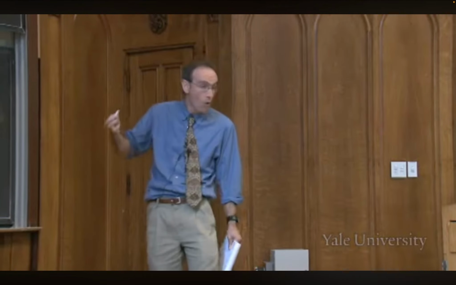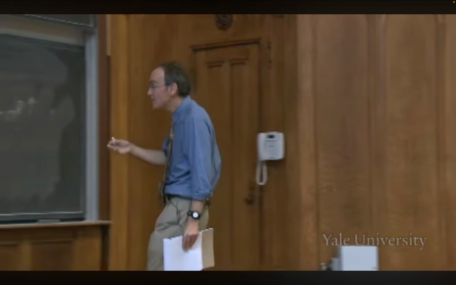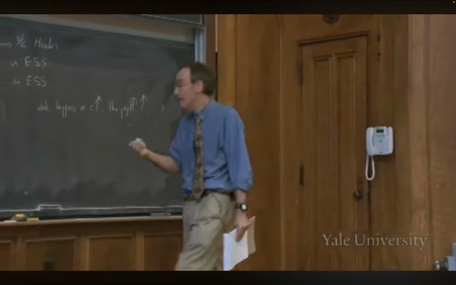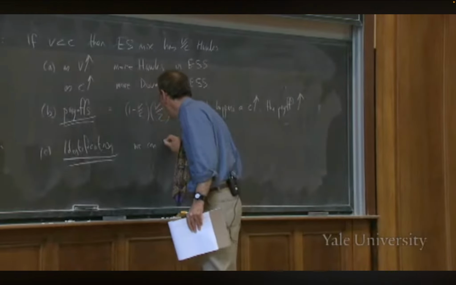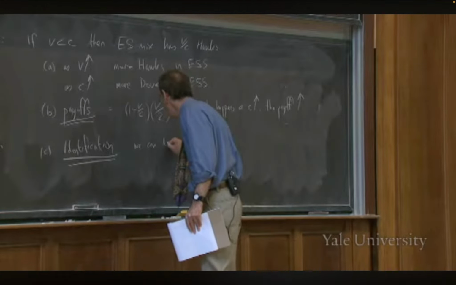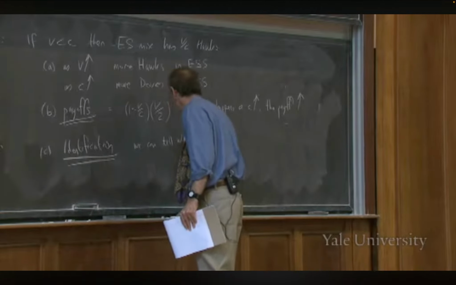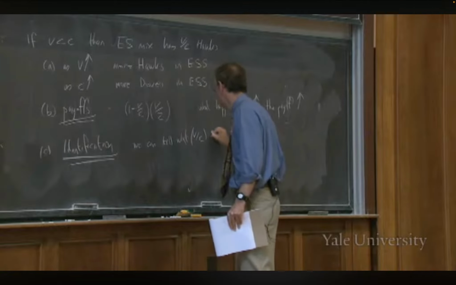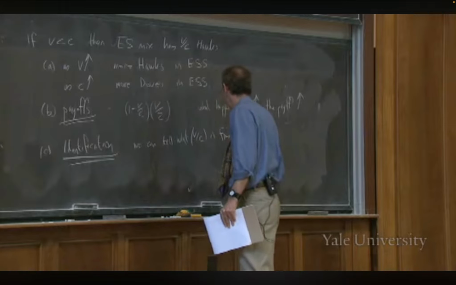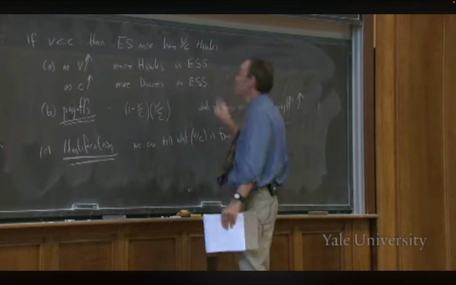And we can actually back out the V and the C. By looking at the proportion of hawk genes out there, or hawkish behavior out there, we can actually identify what must be the ratio of V to C. We can tell what the ratio V over C is from looking at data.